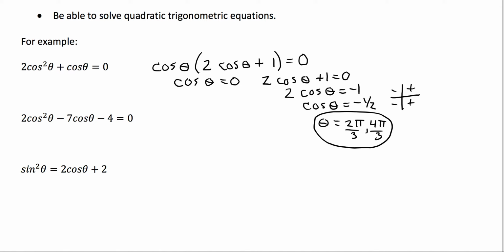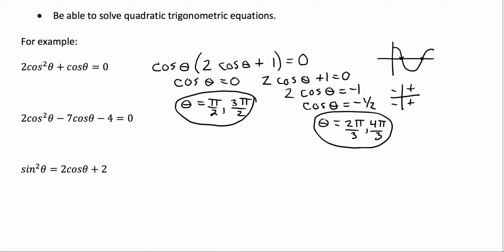And then for cosine equaling 0, I'm probably going to need my graph. It's equal to 0 at the second point and the fourth point. So remember that's pi over 2 and 3 pi over 2. Those are your answers for the first problem here.